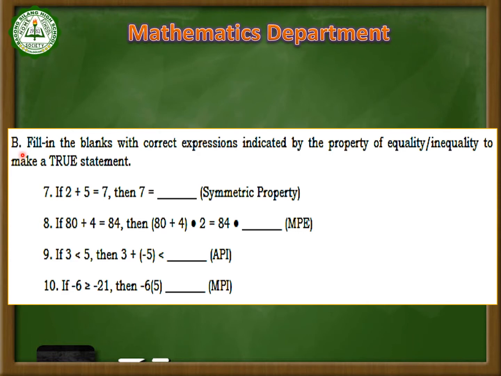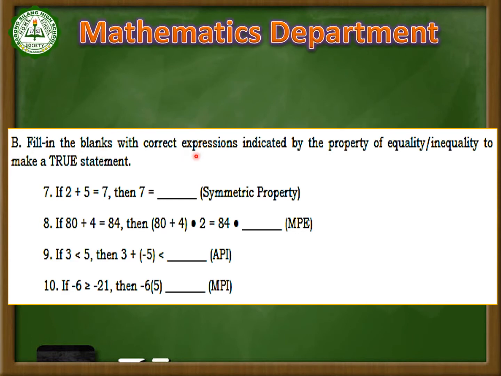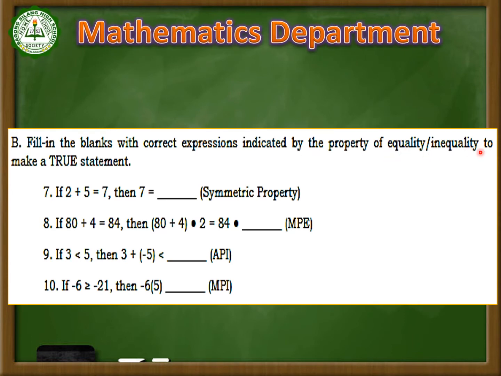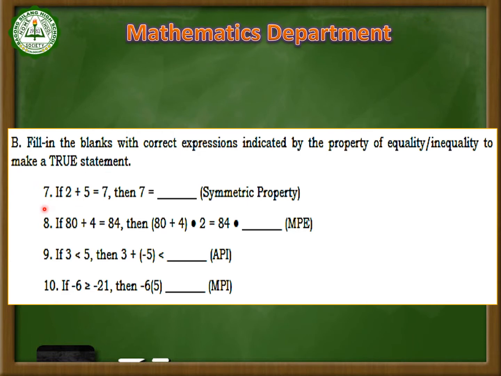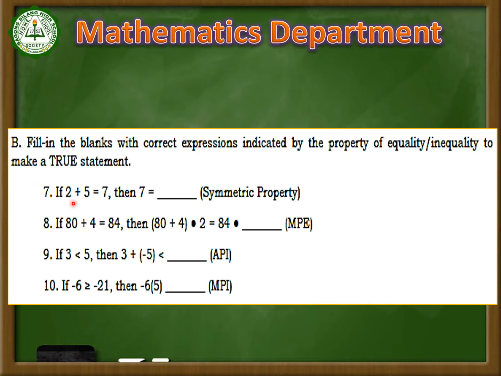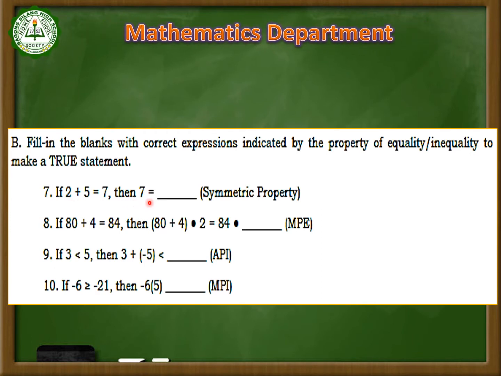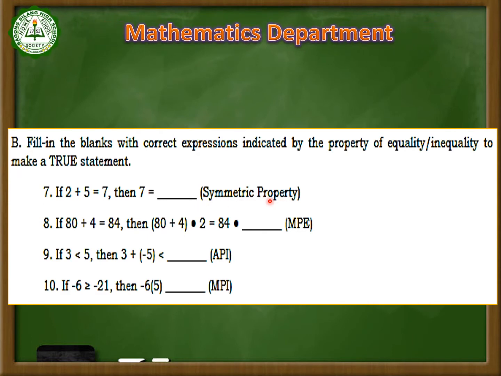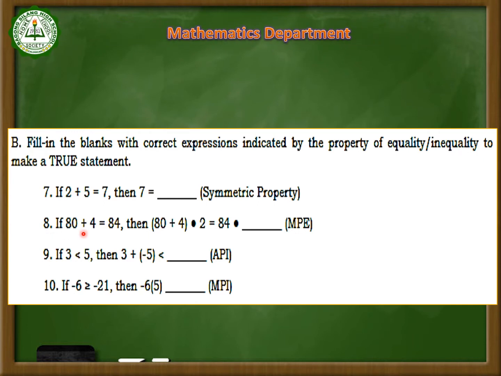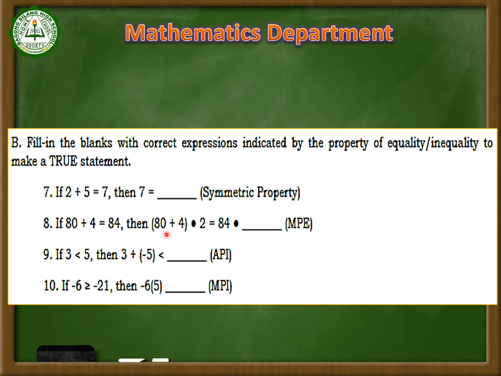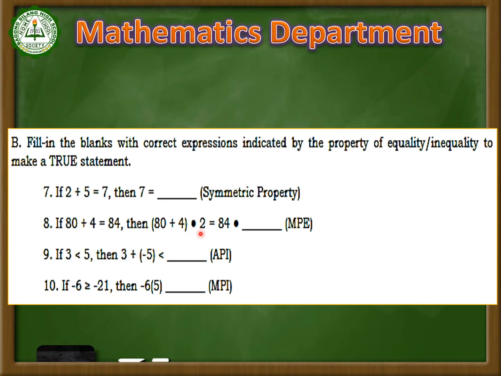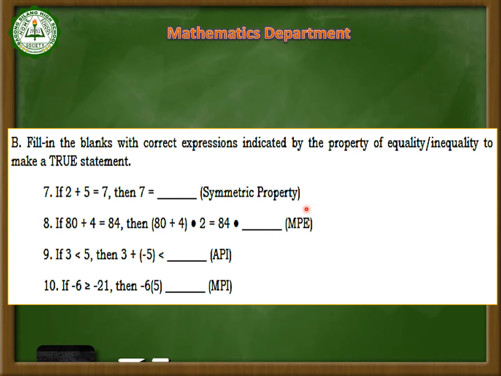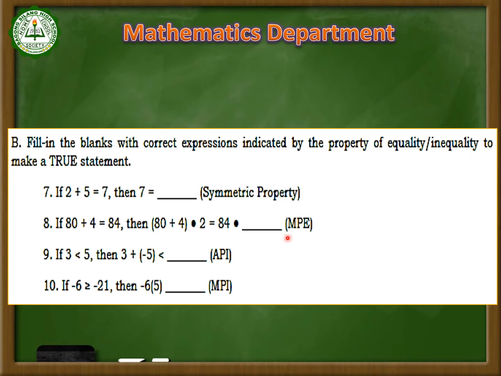Let's have letter B. Fill in the blanks with the correct expressions indicated by the property of equality and inequality to make a true statement. For instance, number 7. If 2 plus 5 equals 7, then 7 equals blank. It should be the symmetric property. If 80 plus 4 equals 84, then the quantity 80 plus 4 multiplied by 2 equals 84 multiplied by what number? And it should be the multiplication property of equality.